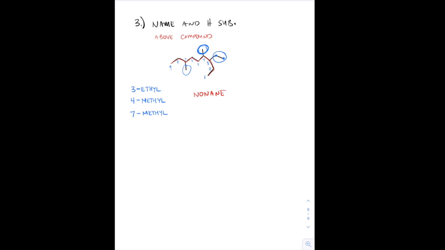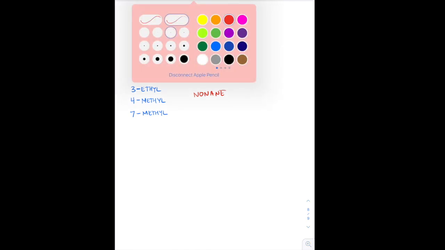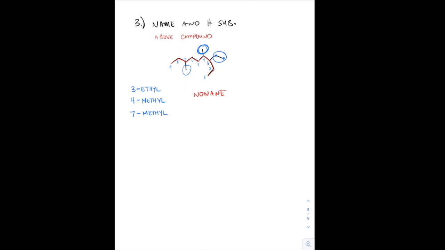Okay, and one thing I want to mention is anytime you have multiple substituents that are basically the same thing. So what I mean by that is here we have 2 methyls. What we want to do is actually combine these and call them 4,7-dimethyl.